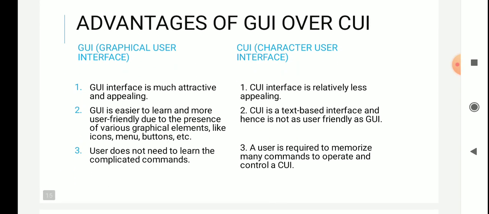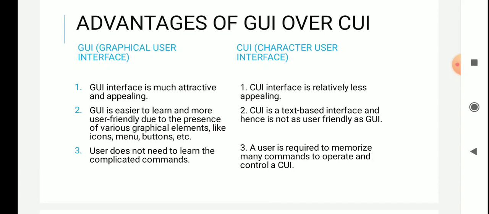The next topic is advantages of GUI over CUI. Here some points are mentioned for graphical user interface and command user or character user interface. We are looking for the advantages of graphical user interface over the character user interface. GUI is much more attractive and appealing. Of course it is attractive because we can see the icons with the images. CUI is relatively less appealing because we cannot see any icon. We just have to type commands and commands.